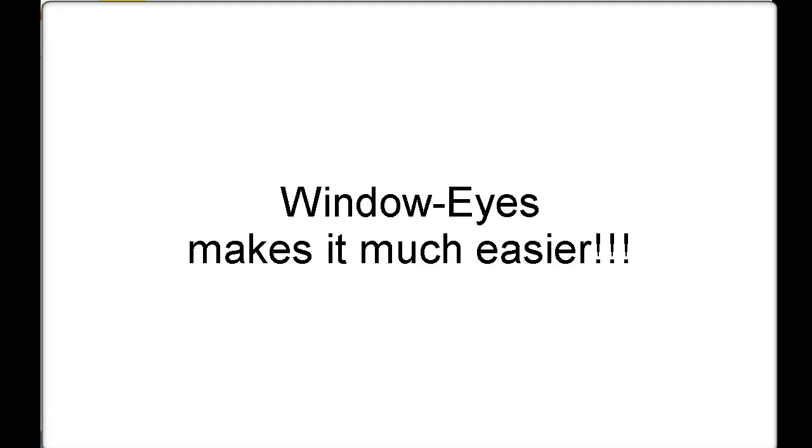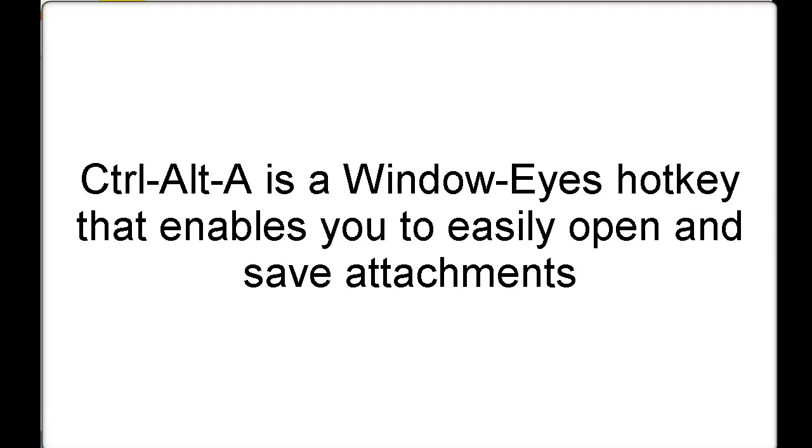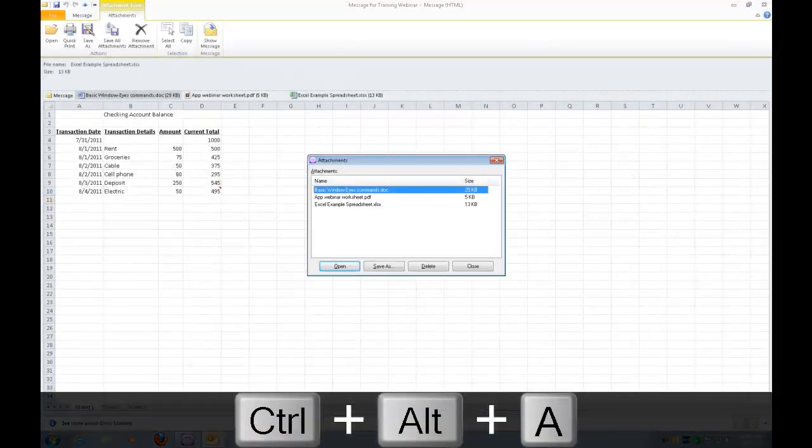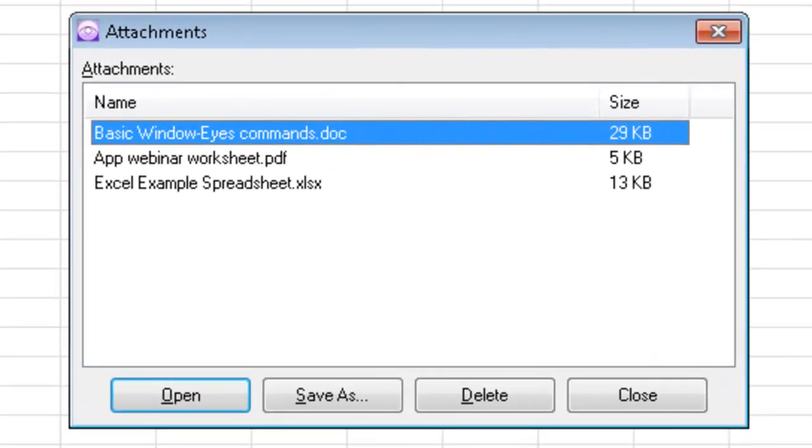So rather than having to go up to where the attachments are, I can press a Window-Eyes hotkey, which is Control Alt A. Let's see what this does. Control Alt A. Attachment save basic Window-Eyes commands .doc size 29 KB, list view 1/3 dialog attachments. So what this does is it brings up a special attachments dialog. This is a Window-Eyes feature. This is not part of Outlook, so this is a really handy feature of Window-Eyes.